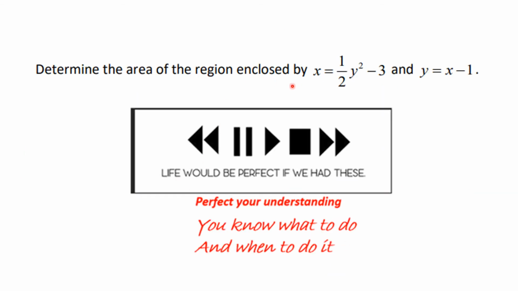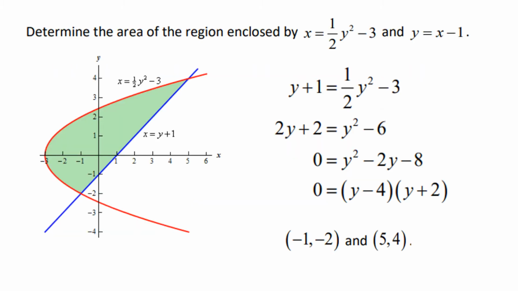Determine the area of the region enclosed by x equal 1/2 y squared minus 3 and y equal x minus 1. You know what to do and when to do it. Let's see how you did. So the graph of x equal 1/2 y squared minus 3 is a parabola that opens to the right, and this is a line with y-intercept of -1 and slope of 1.